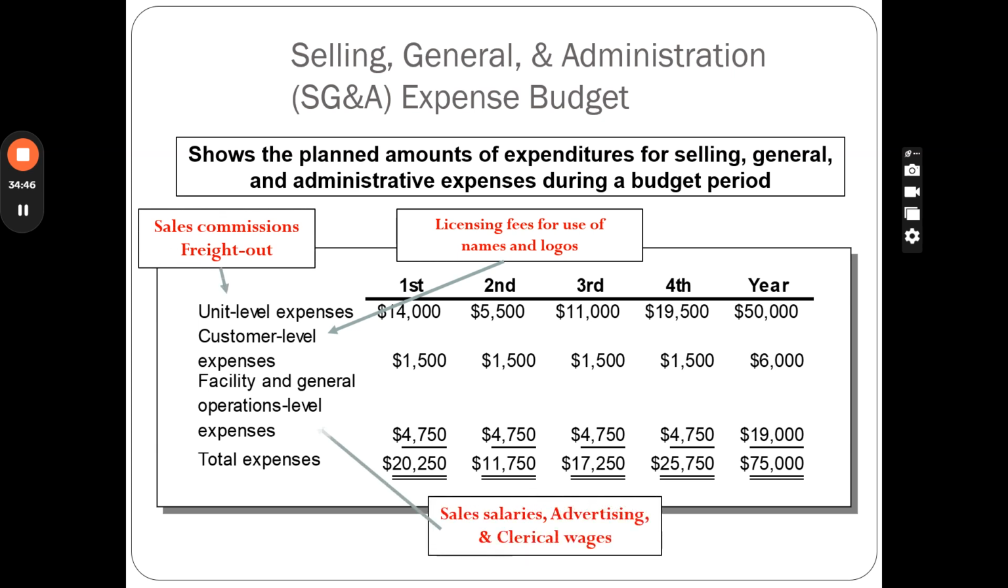So we can see here selling expenses, again facility and general operation expenses. So all the expenses can be sales commission, license fees for the use of names and logos, sales salaries, advertising, and clerical wages. These are all not related to your production. This is called selling, general, and administrative expenses, SG&A.